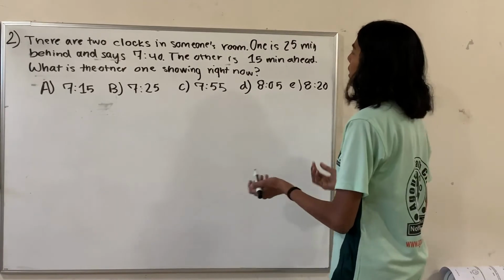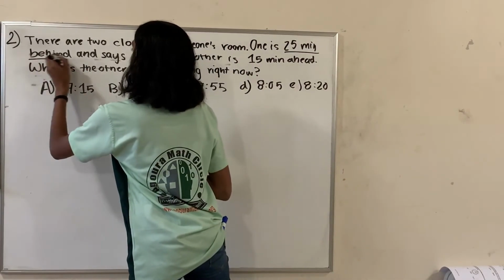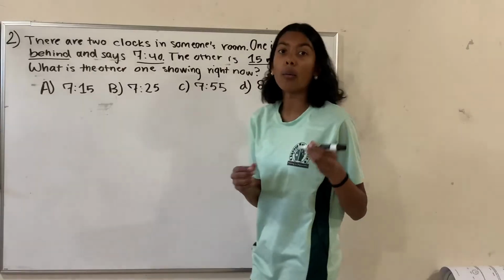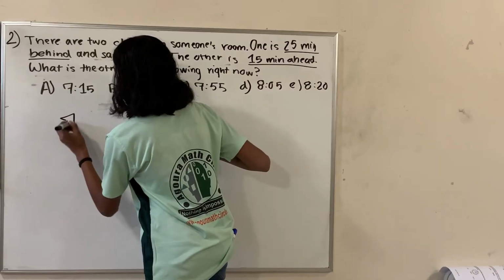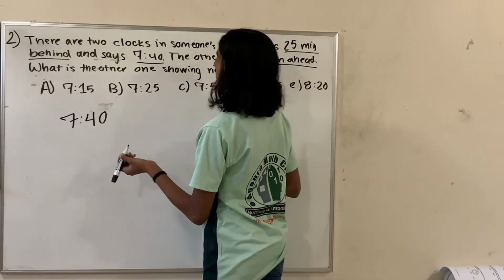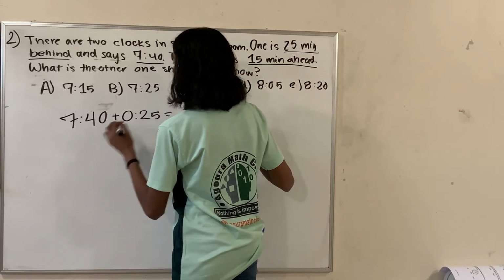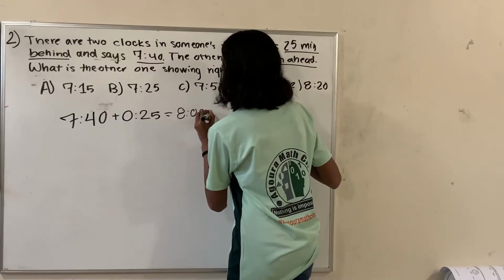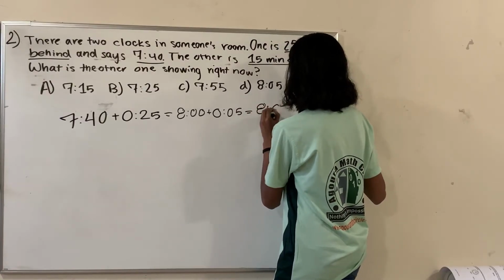So let's really quickly find some important information. The first one is 25 minutes behind, and it says 7:40. The other one is 15 minutes ahead, and we want to figure out what it says. So what we're going to do is find out what time it is right now. If it's saying 7:40, we need to add 25 minutes to it because it's 25 minutes behind. So basically, if we add 20 minutes to it already, we get 8 o'clock. But then we have our leftover 5 minutes. So we get that the actual time is 8:05.